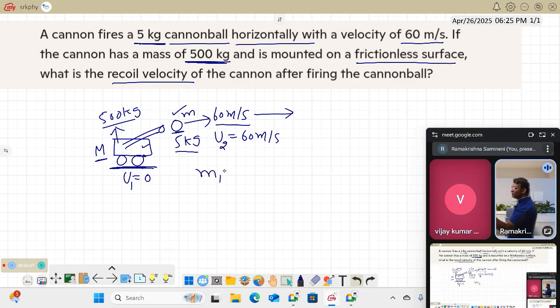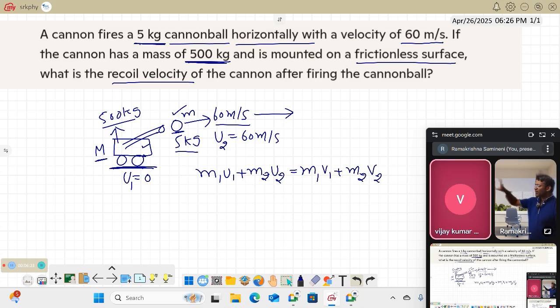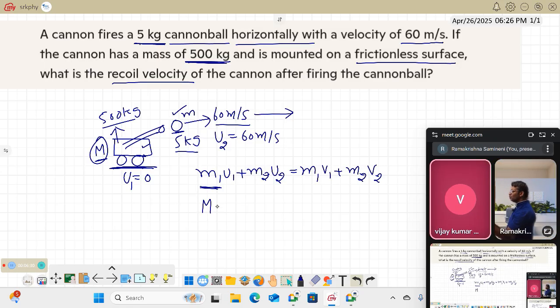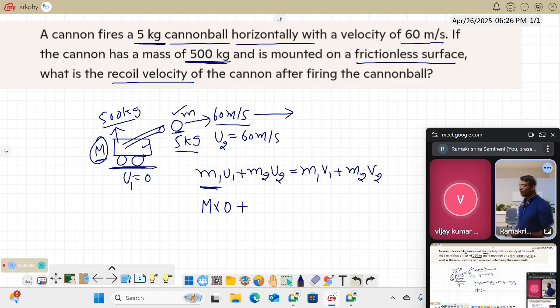What is the concept? m1 u1 plus m2 u2, since two bodies are there. After firing, it is m1 v1 plus m2 v2. This concept we are applying. You understand what I'm saying? So the cannon is firing the cannonball. What is m1? The first mass I am taking is the cannon mass, capital M, into its velocity, 0 before firing, plus m2, the mass of the cannonball, small m, into the velocity of the cannonball.